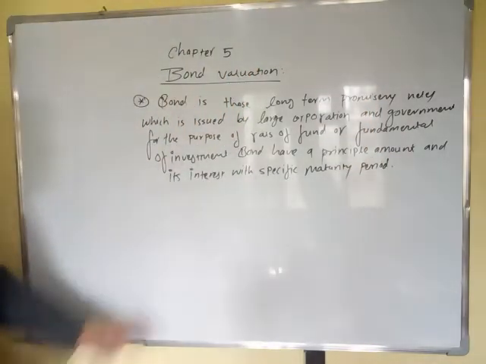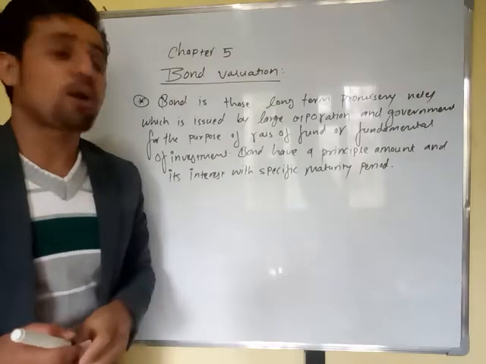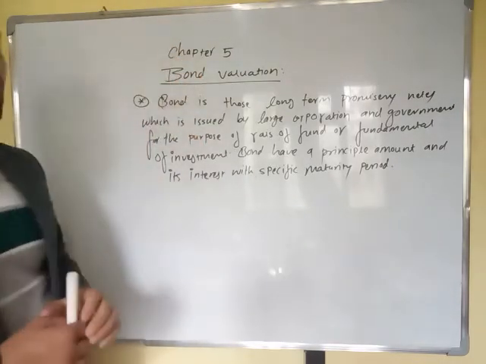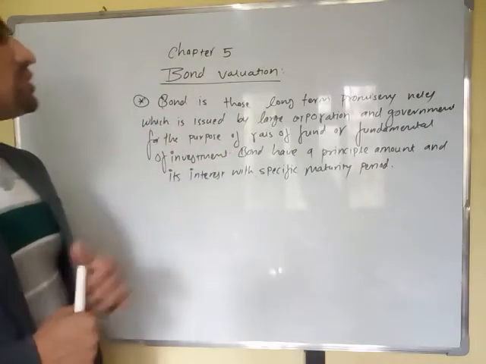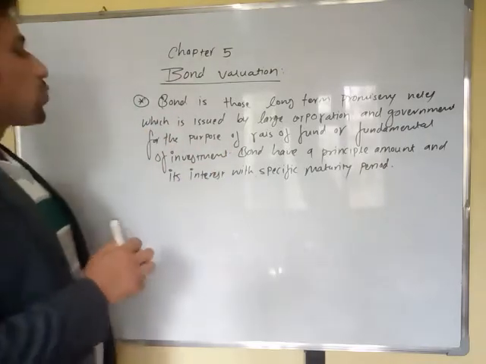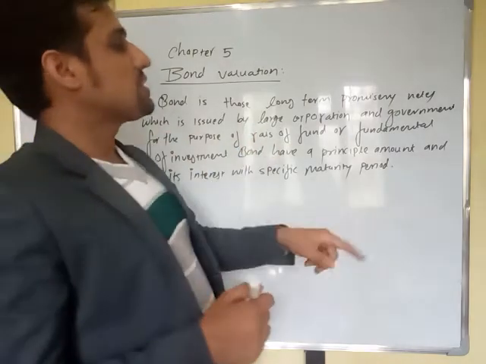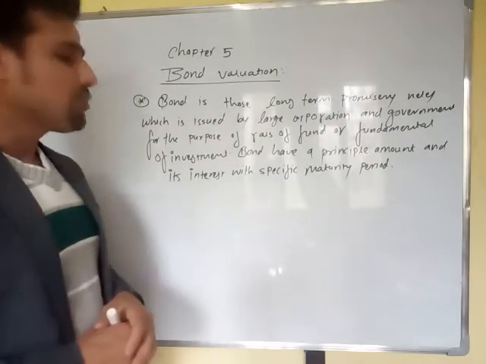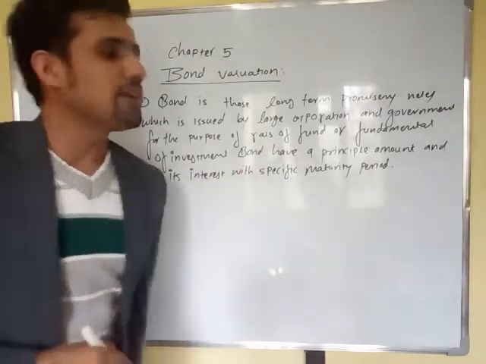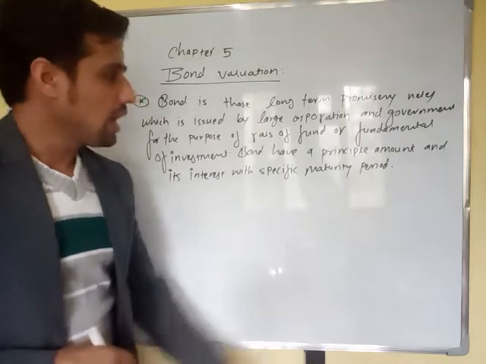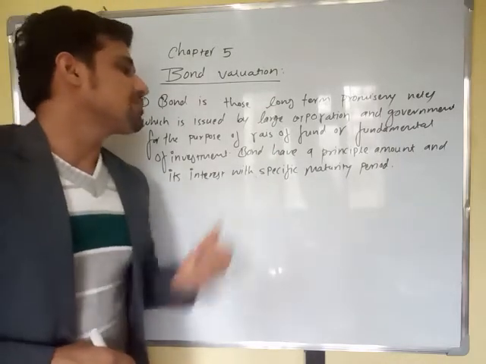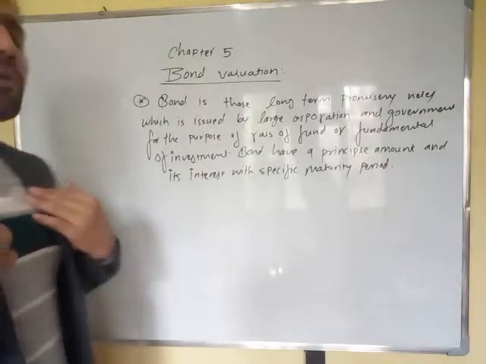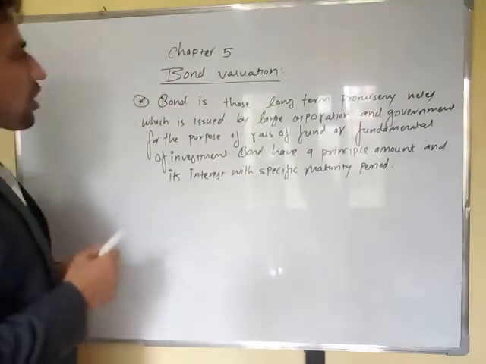That's called a bond. Bond is a long-term promissory note. You need to know the basic concept of bond. Then you need to focus on this definition: bond is a long-term promissory note which is issued by large corporations and government for the purpose of raising a fund or as a fundamental of investment. A bond has a principal amount and its interest with a specific maturity period. That's called a bond.